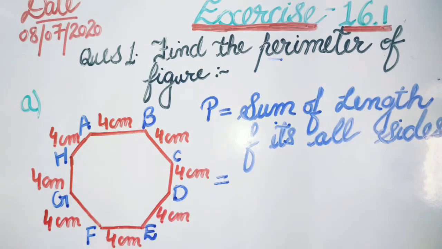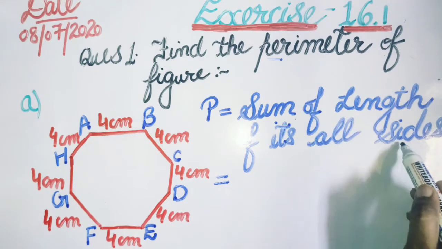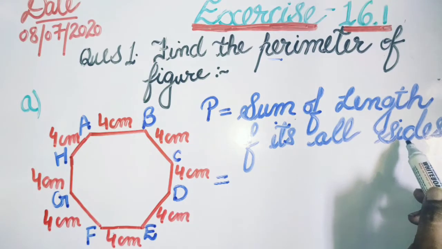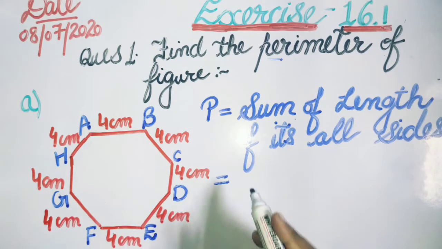What is perimeter? In my introduction class, I have explained to you that perimeter we can calculate with the help of one formula, that is sum of the lengths of its all sides. It means we have to add all these lengths of the sides. Clear everyone? So let's add it.